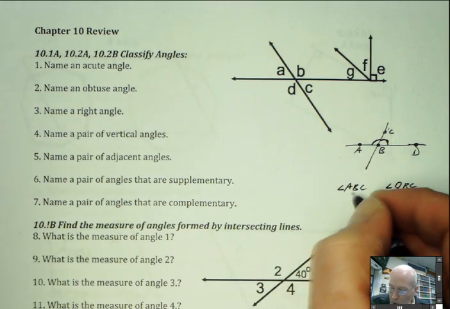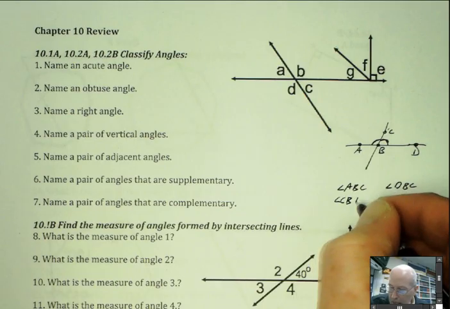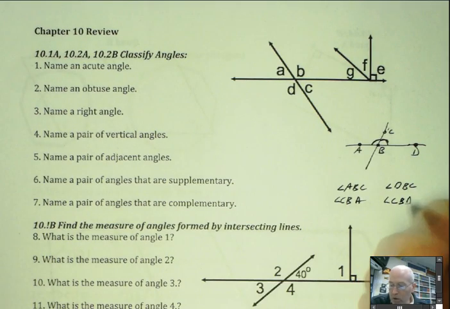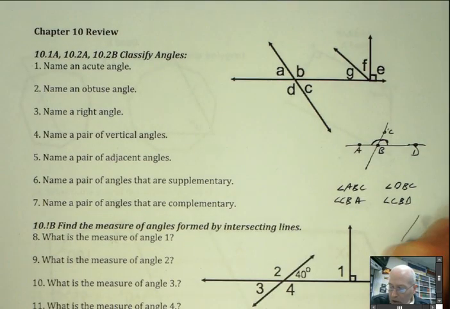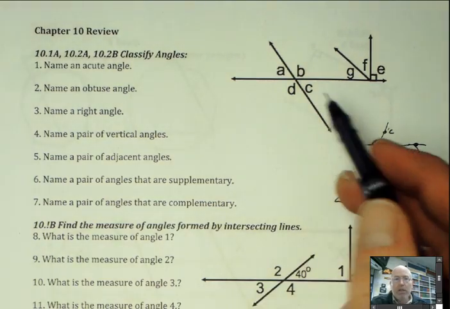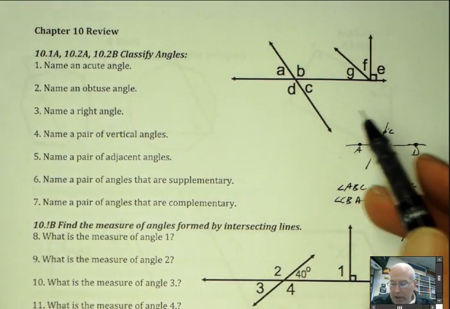And you can reverse the order of those letters too. You could call it angle CBA. You could call this one backwards, angle CBD. So be aware that you can call angles lots of different names. Sometimes I'll just make one more angle here. You could just call that angle 1 if that's what it's listed as. So in this example, I've listed these angles with letters.